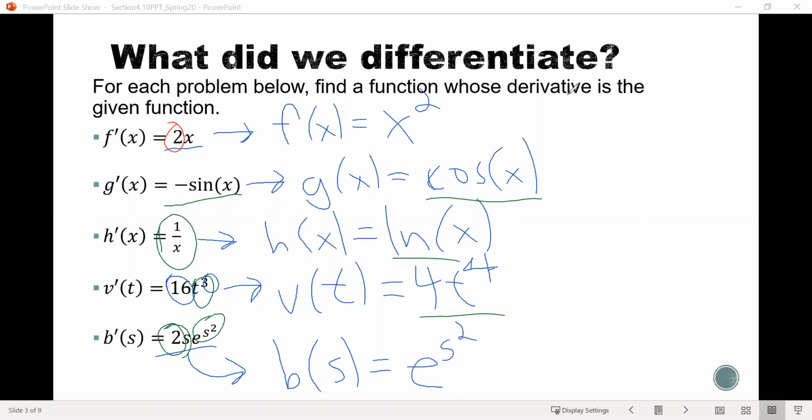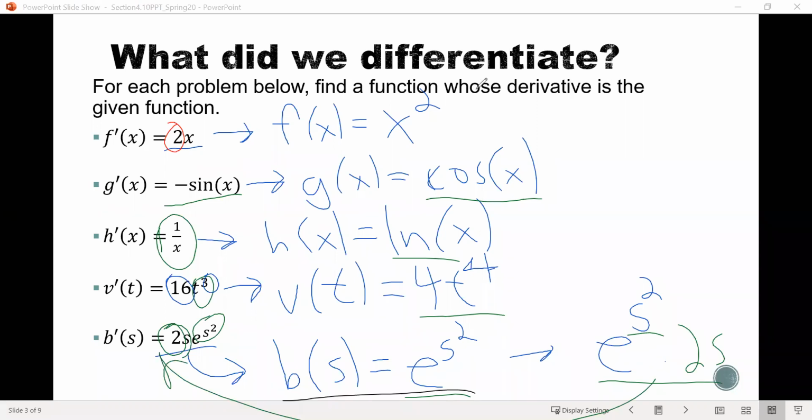Now let's think about whether that works. We know that taking the derivative of e to the power of something just gives you the same thing. So we have e to the s squared, but then by the chain rule, we have to take the derivative of the exponent, which would give us 2s. And that's our original function back here. So that tells us that this answer is correct.